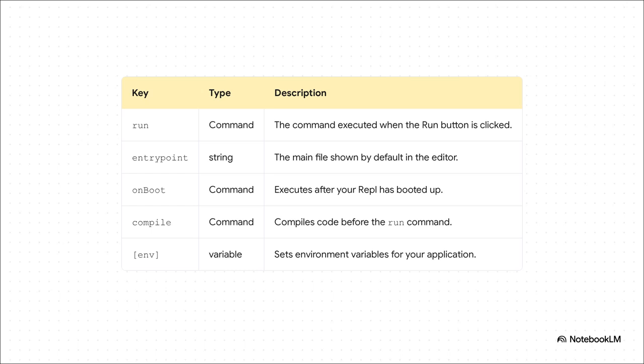So let's say you want to write some C++. In that .replit file, you'd add a compile command, something like g++ main.cpp -o main. Then you set your run command to actually execute that compiled file, so ./main. And just like that, every single time you hit that big green Run button, Replit knows exactly what to do. First, it compiles your code, and then it runs the result. It's a super elegant way to handle that whole compile-then-run workflow for any language.